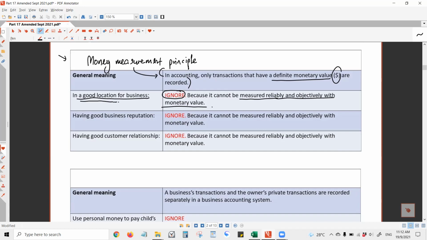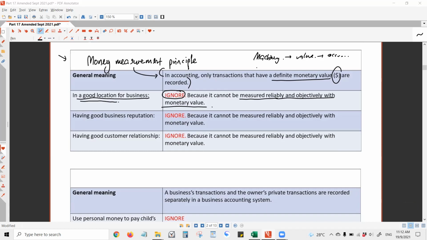Another example, it must be money. Something that you can measure. For example, you buy a machinery. Does it have a value? Yes. If it has a value, then you can put this into accounting. You must be able to measure it with money. Otherwise you cannot put it in accounting, right?